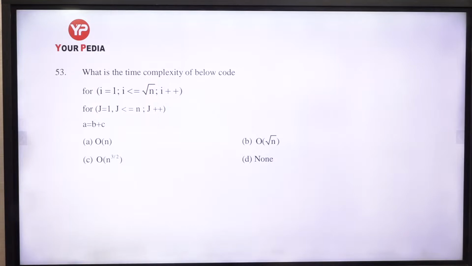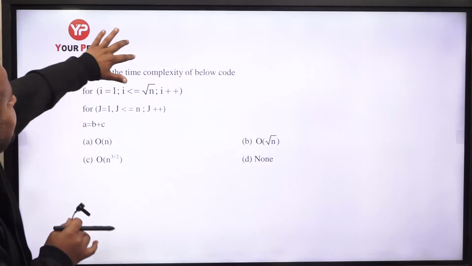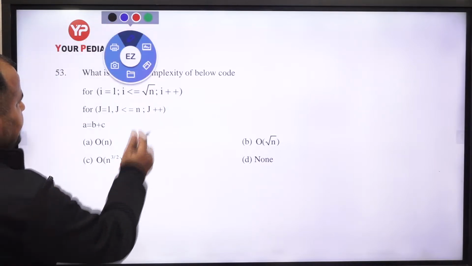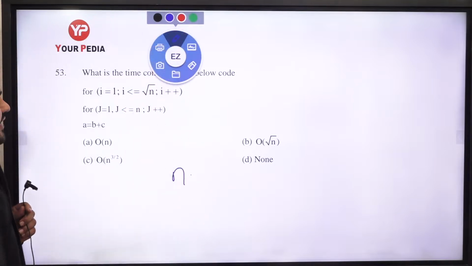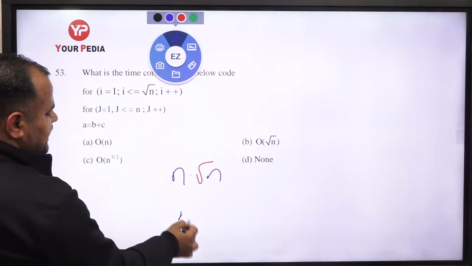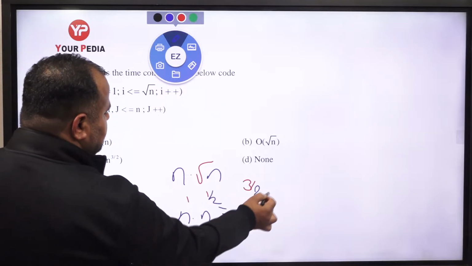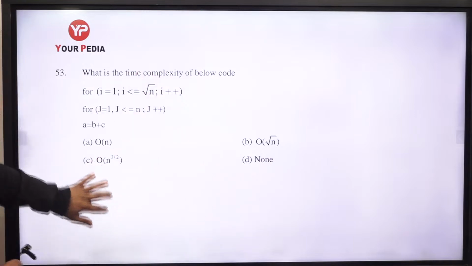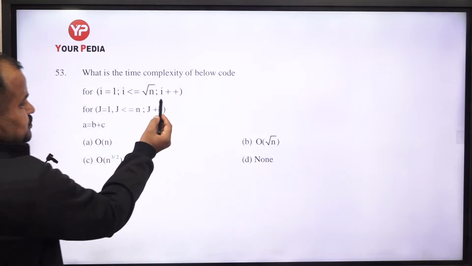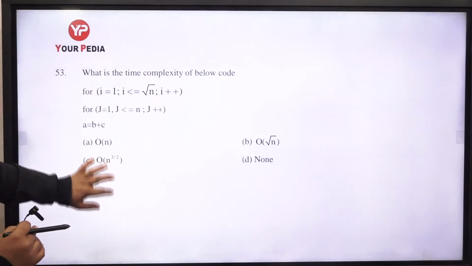C is the right answer, my dear students. C is the right answer because for every i, j is executing n times. And how many times is i executing? Root n. So n to the power 1 into n to the power 1/2, which is going to be n to the power 3/2. So C is the right answer. Very good. But always keep in mind, my dear students, you have to check how it is going to be incremented. Okay. Next.